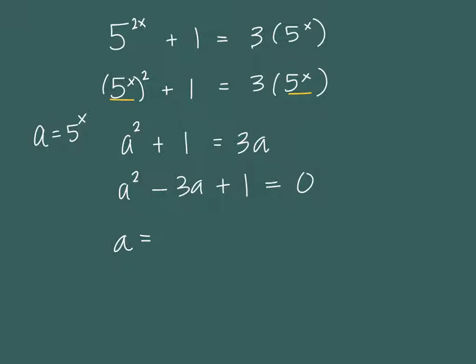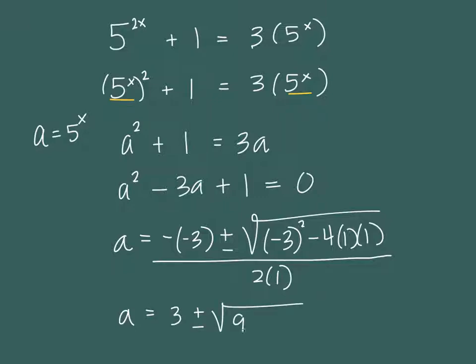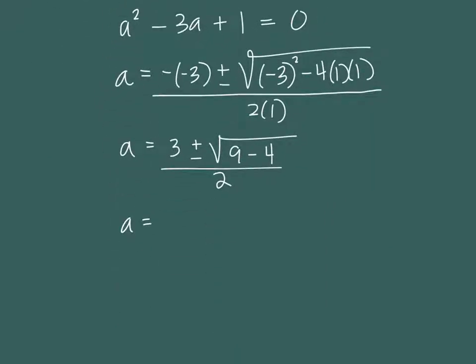So a equals plus or negative b, so that's negative negative 3, plus or minus the square root of b squared, so negative 3 squared, minus 4ac, all over 2a, so 2 times 1. So a equals 3 plus or minus the square root of 9 minus 4 all over 2. So a is 3 plus or minus the square root of 5 over 2.